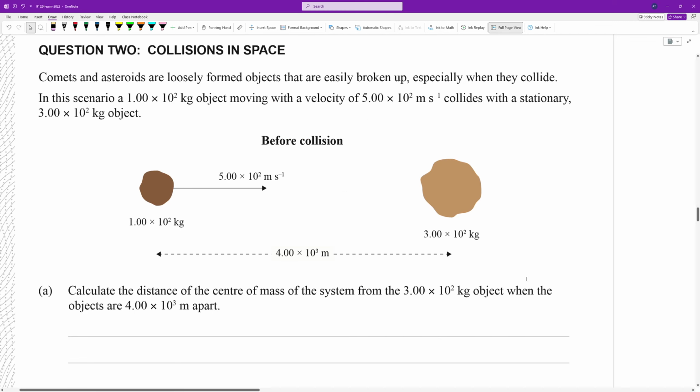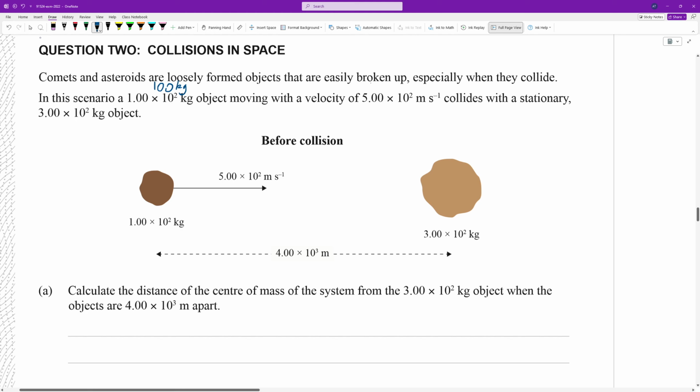Let's go through this question on collisions in space. So, comets and asteroids are loosely formed objects that are easily broken up, especially when they collide. We're told the mass of one of them is 1 times 10 squared. So 10 squared is 100, so 100 kg. Let's just put that in.